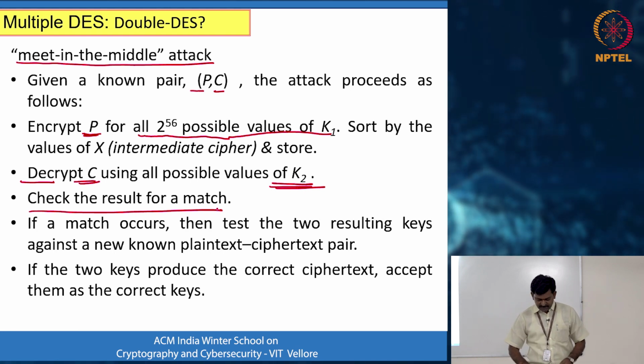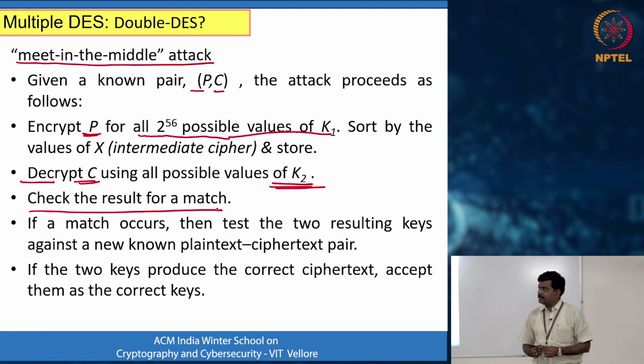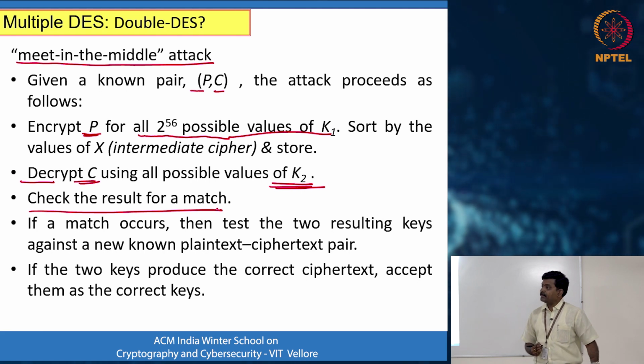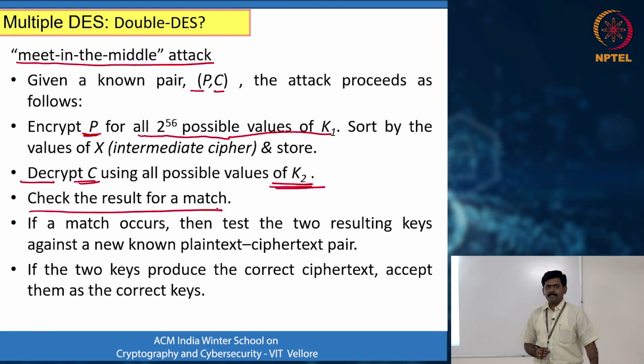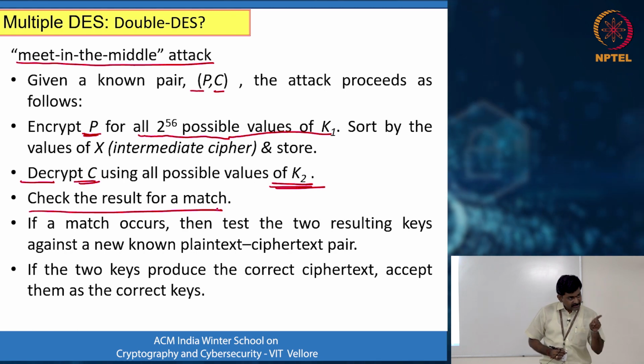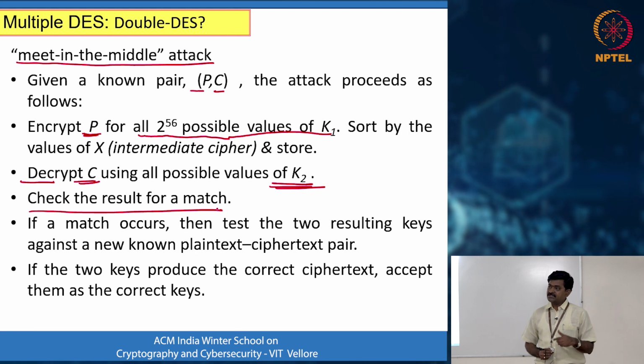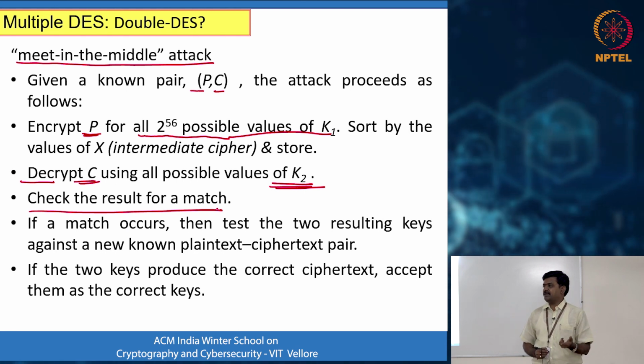So, this is a severe vulnerability that came because of what? Double encryption. Is it because of the double encryption it came? No, it is the way in which the double encryption is done.